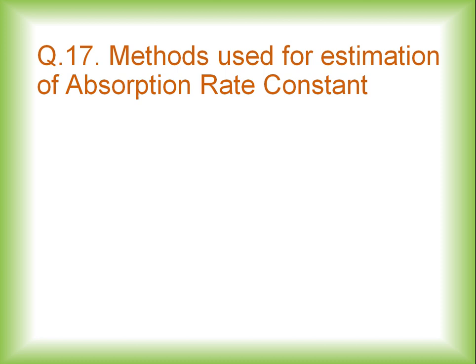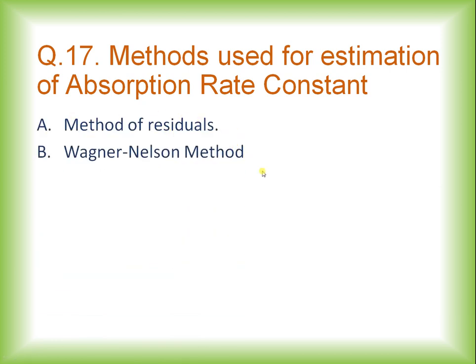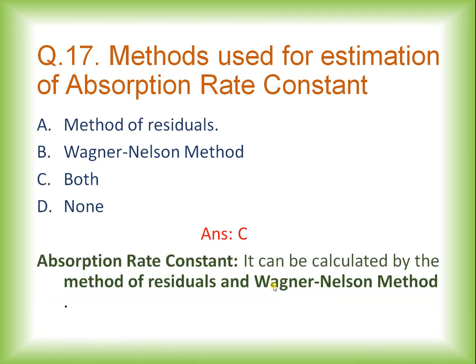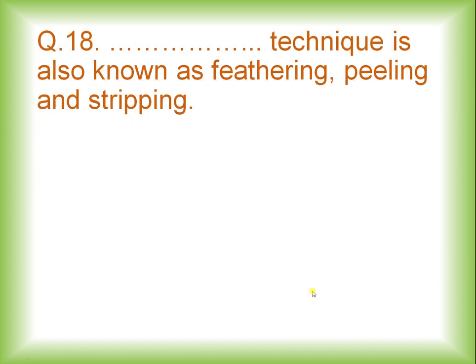Now coming to the next question. Which are the methods which are used for estimation of absorption rate constant, which is also called Ka? Options are method of residuals, Wagner-Nelson method, both, none, and the right answer is option C, that is both. So we can calculate the absorption rate constant, which is also denoted by Ka, by two methods. First one is the method of residuals and second one is the Wagner-Nelson method.